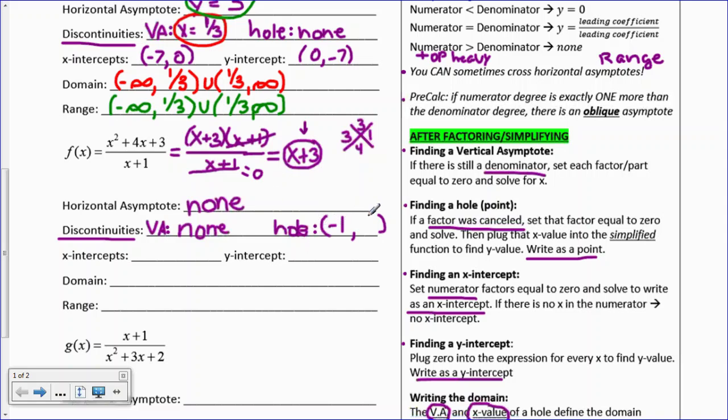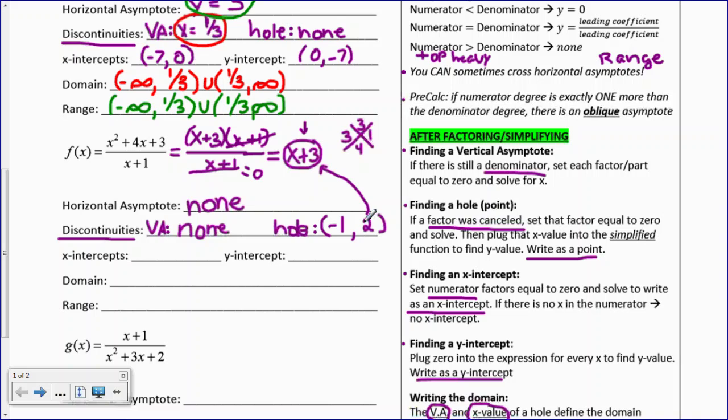The way that you find the y value, and I wrote that right here, is you plug the x value into the simplified function. I'm referring to this right here, your new function. It's all based on this. We're not looking at this anymore. So you take the -1 and plug it in for x. -1 plus 3 is going to be a 2. There we go. So your hole is at -1, 2.